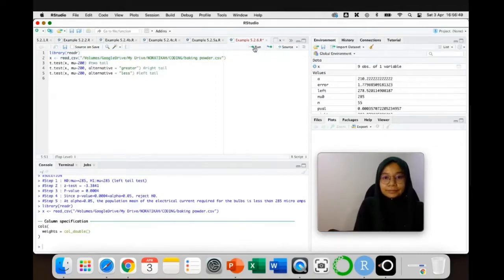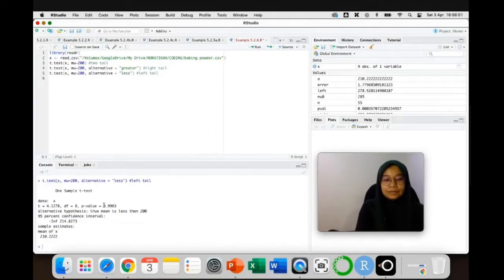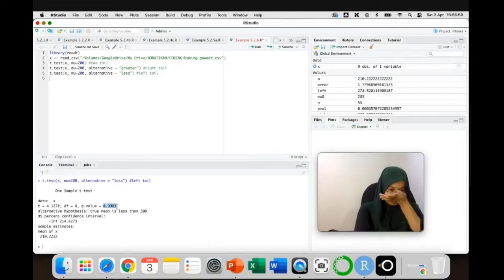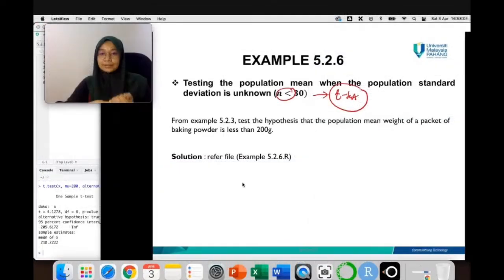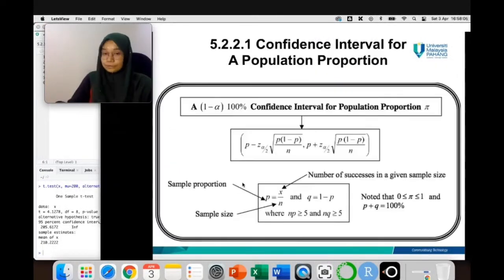Yang ini. So the p-value is 0.9983. So reject or accept H null? 0.9983. Reject. Accept. Do not reject H null sebab dia greater than alpha 0.05. So you boleh buat sendirilah solution dia. Okay, kalau saya tukar soalan jadi more than, kita guna yang ini. Oleh exercise. Okay, right?